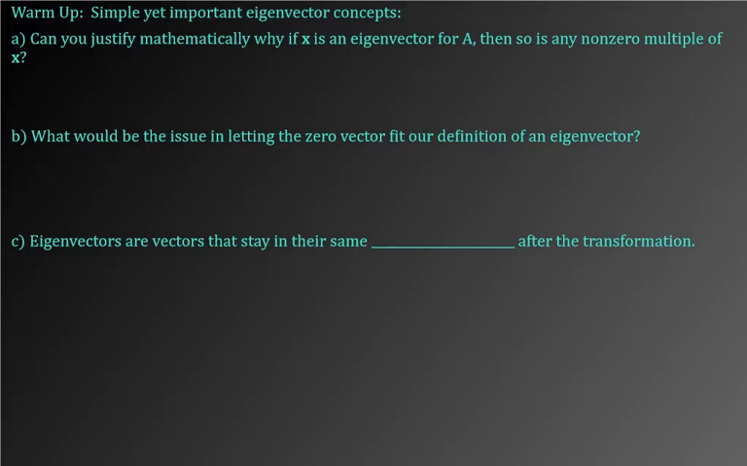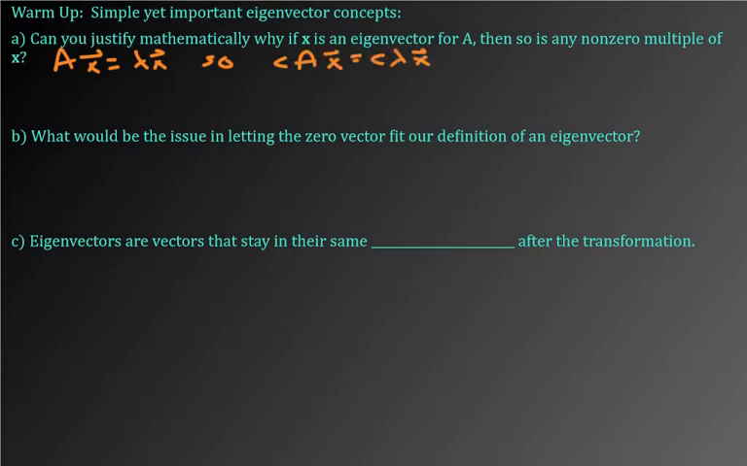One thing I feel like I haven't really ever written down or specified is this first point. Can we justify mathematically why, if x is an eigenvector for A, then so is any non-zero multiple of it? If we have an eigenvector-eigenvalue setup like this, then it's really easy to just multiply both sides by a constant.